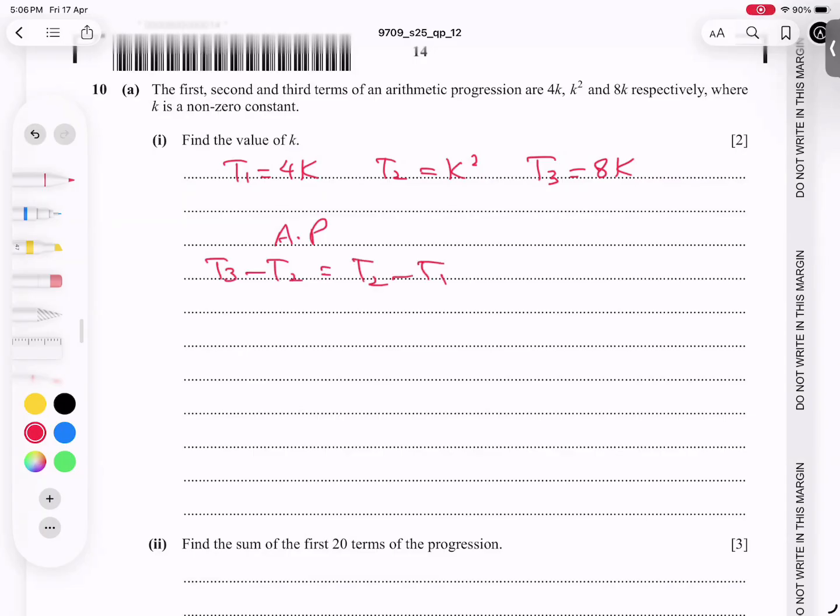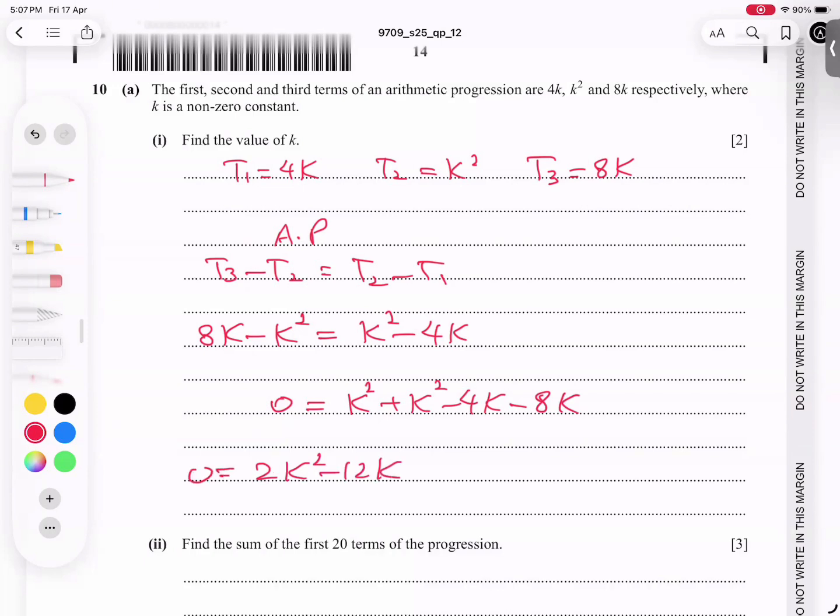So the third term is this one and the second term is this. I'm going to use now 8K minus K square equals the second term K squared minus 4K. And now I'm going to solve it. I bring all values to the right side. K square is already present, and this will go on the other side. K square, negative 4K and negative 8K. So I'm getting 2K square and negative 12K. Here we put it equal to 0.